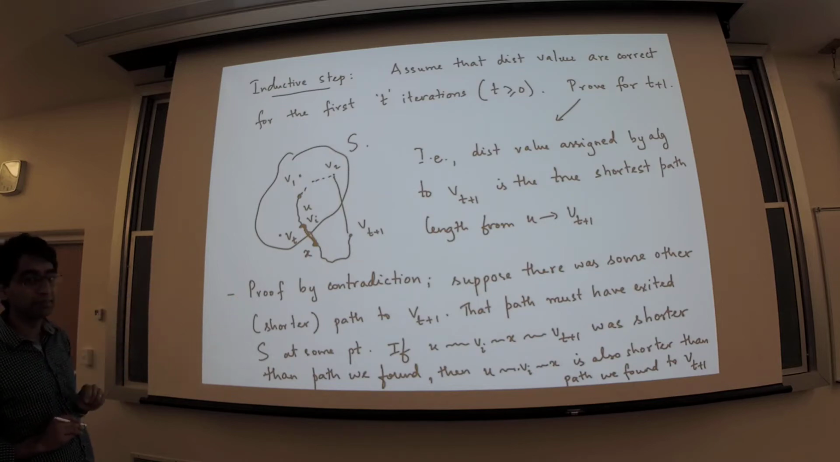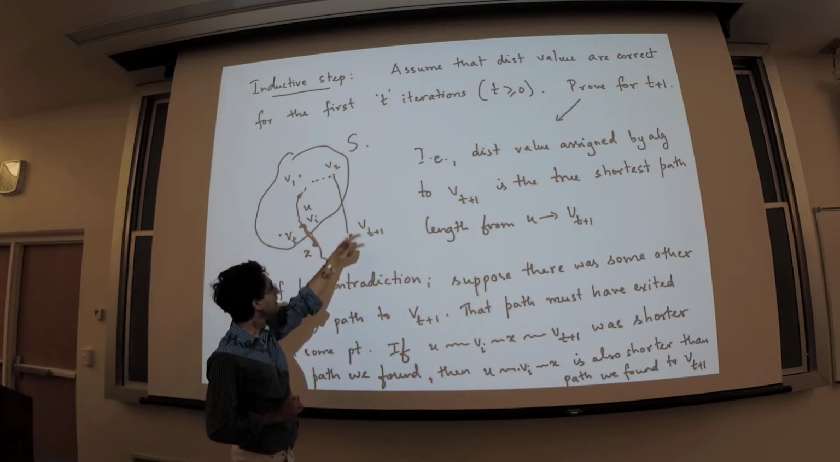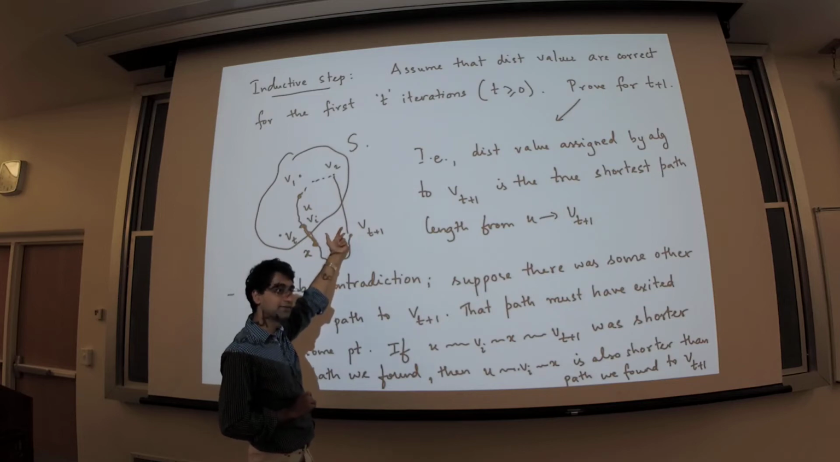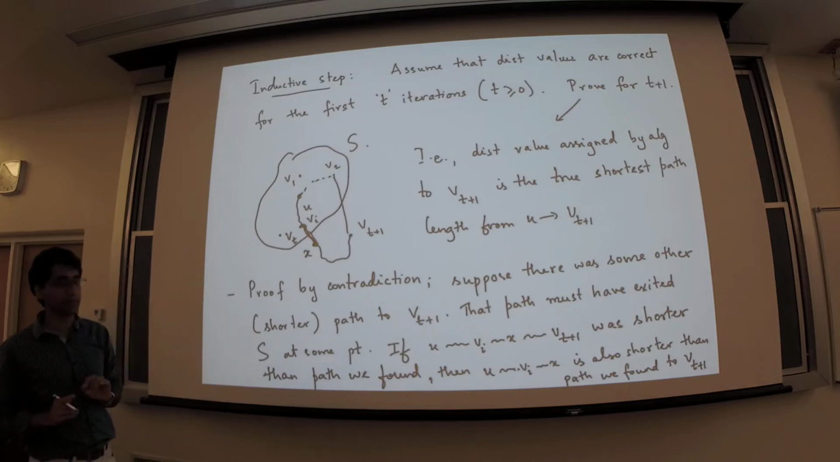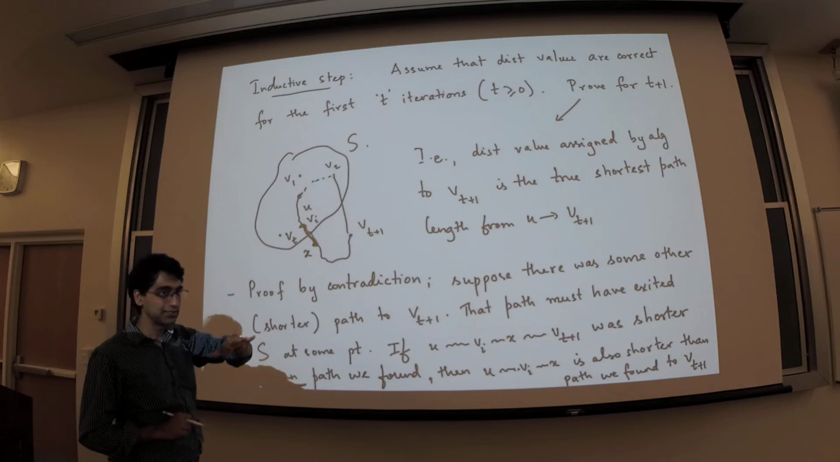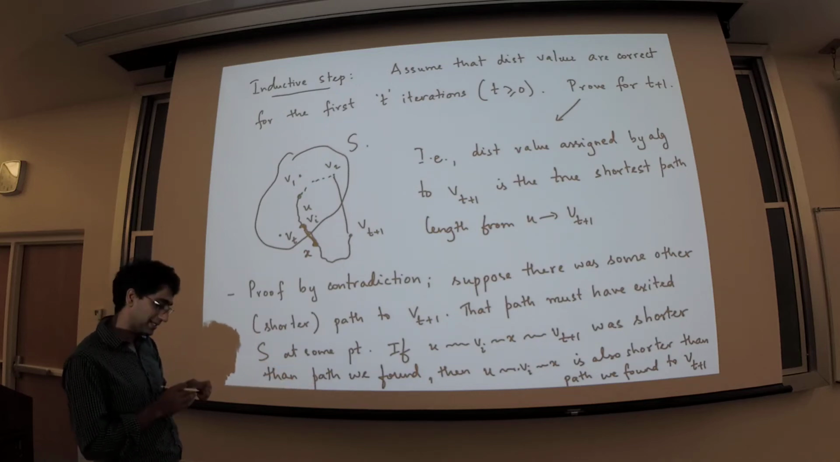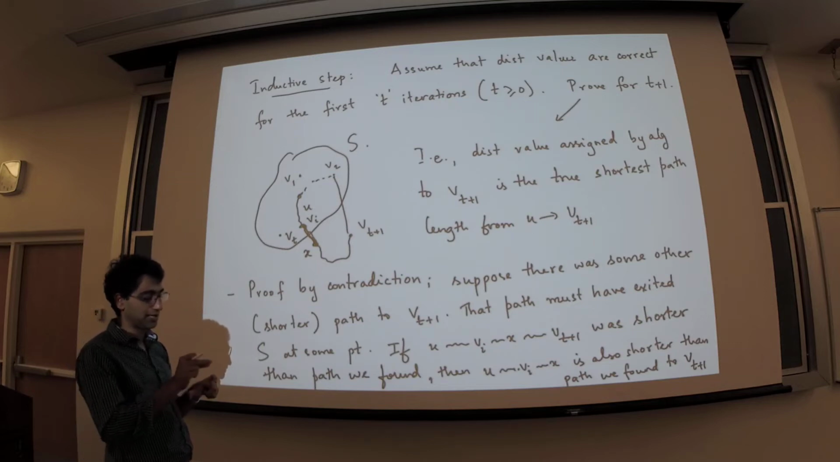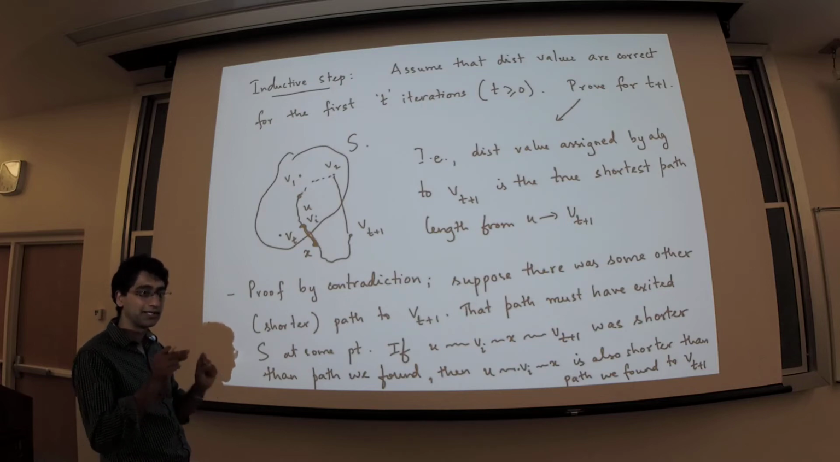So that we don't care about. What he's asking is, is it possible that Vt plus 1 was not the closest vertex outside? That we don't really care about in this argument. While that is the intuition and the statement you made is true, what we would like to claim is that whatever path I have found in the t plus 1th iteration of the algorithm is the best path from u to Vt plus 1. That's all I'm trying to prove.